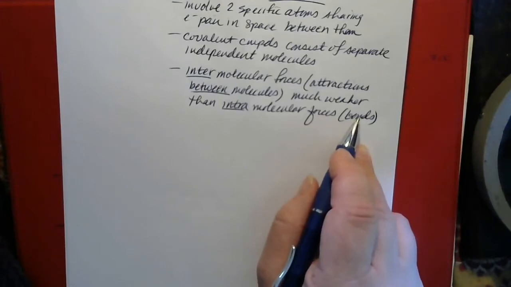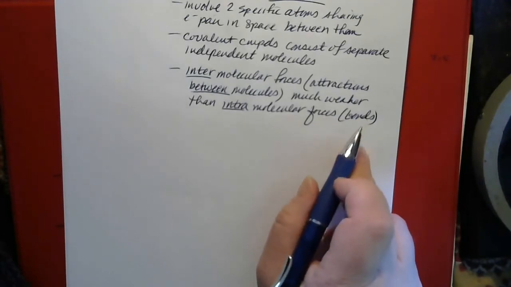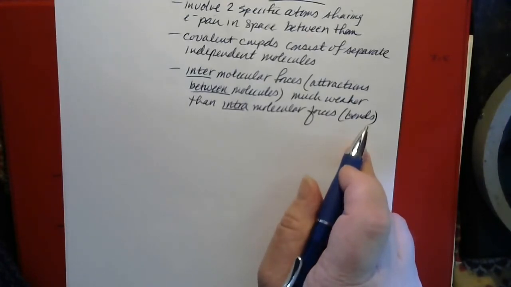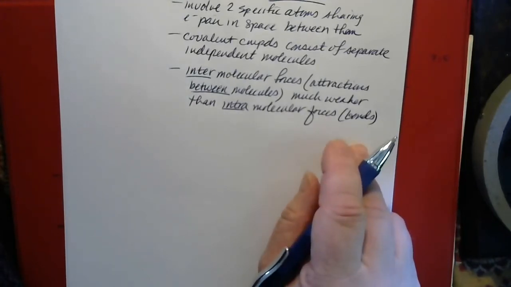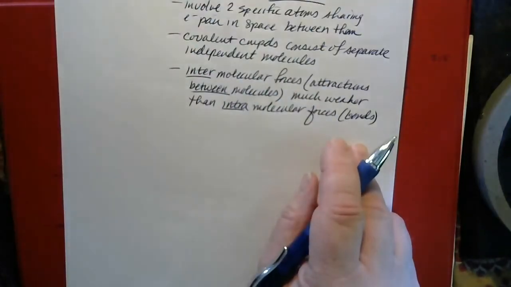independent molecules, because if you have a unit of H2O, the hydrogens and the oxygen within that molecule are very strongly attracted to one another, and that's known as a covalent bond, but one H2O molecule is not very strongly attracted to other H2O molecules. So that would be the force between the molecules.